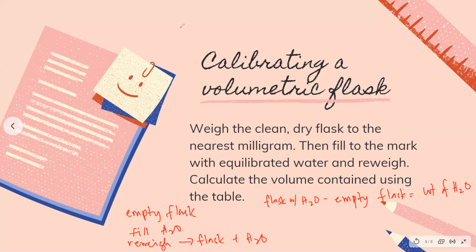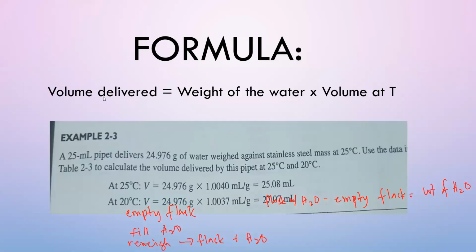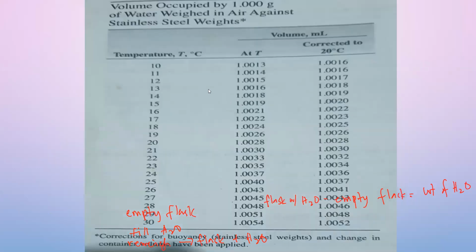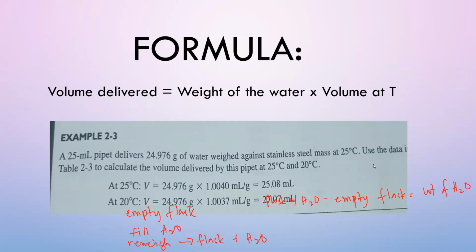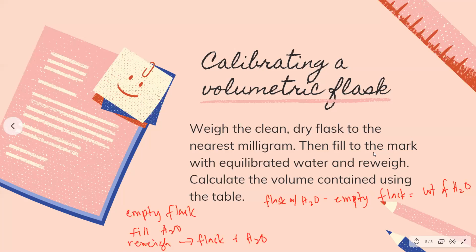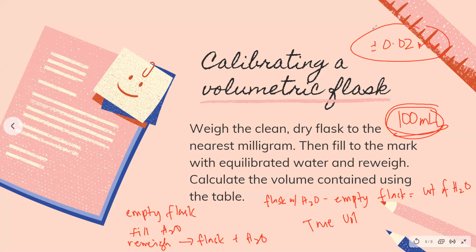Once you get the weight of the water, class, it's the same thing. You will still use this formula to get the volume being delivered. So you still need this table to get again the true volume contained in your volumetric flask. So for example, your volumetric flask is 100 ml. When you compute the true volume, it should agree that it is really 100 ml. Okay, if not, you have to repeat the procedure again until you reach the limit, the difference between the true volume and the apparent volume. Same procedure for computing.